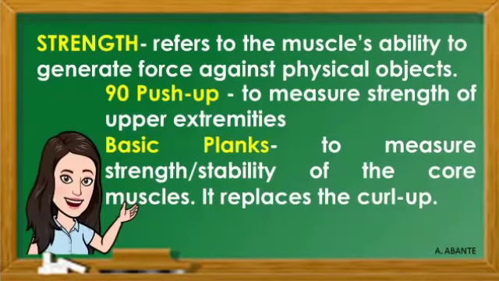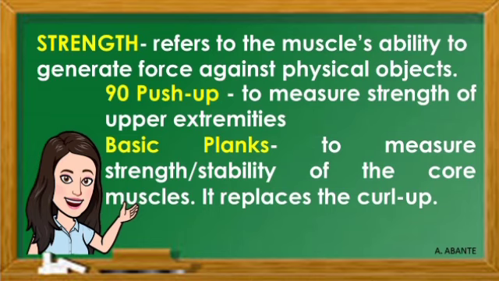Strength refers to the muscle's ability to generate force against physical objects. Physical fitness test examples are the 90-degree push-up to measure strength of upper extremities like triceps, lower back and shoulders, while basic planks measure strength and stability of the core muscles.